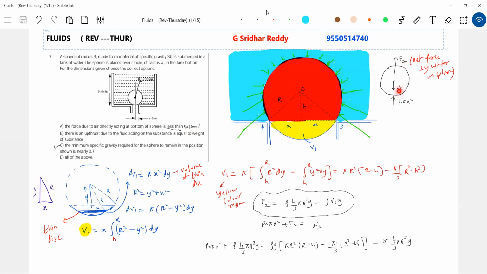How come F2 and WS are not equal? The minimum specific gravity. Okay, calculate the density of substance, sigma. Solve for it, substitute all the values. We have all the information. This A is there. From A, we are going to get H. That H we have to calculate here. So I'll write it down.